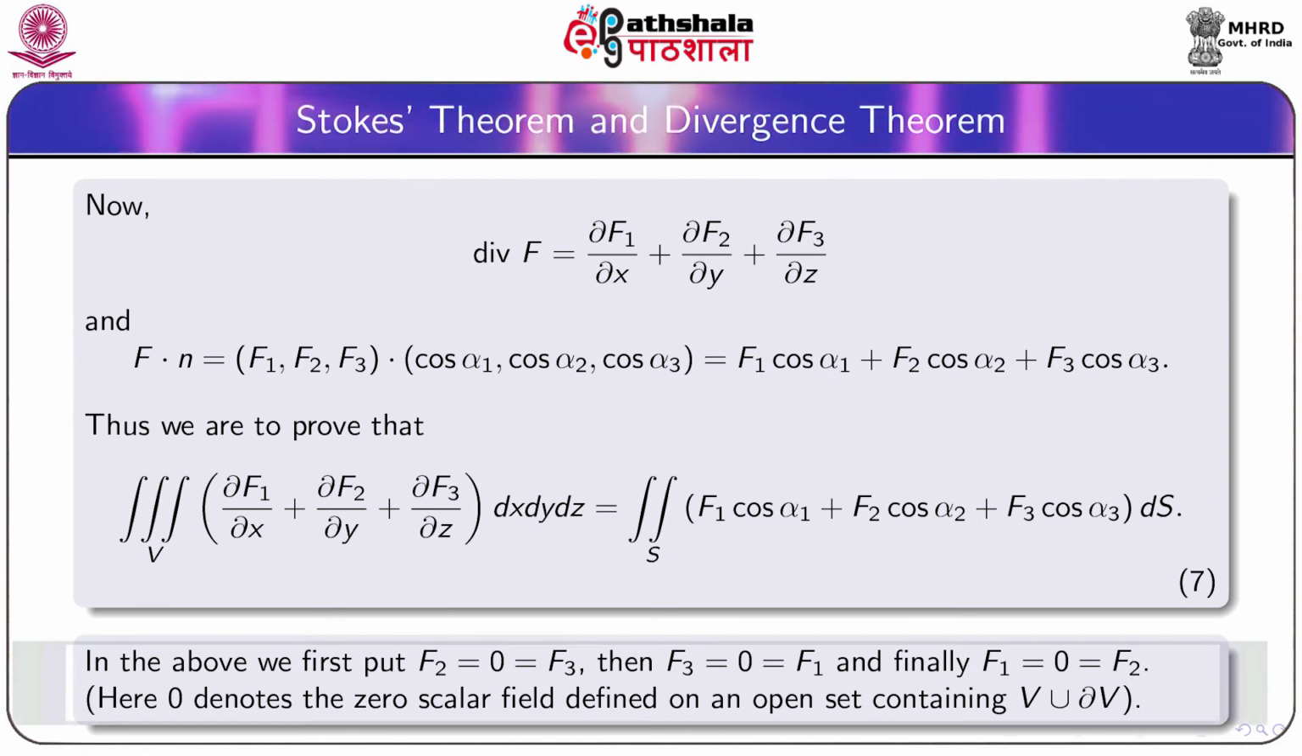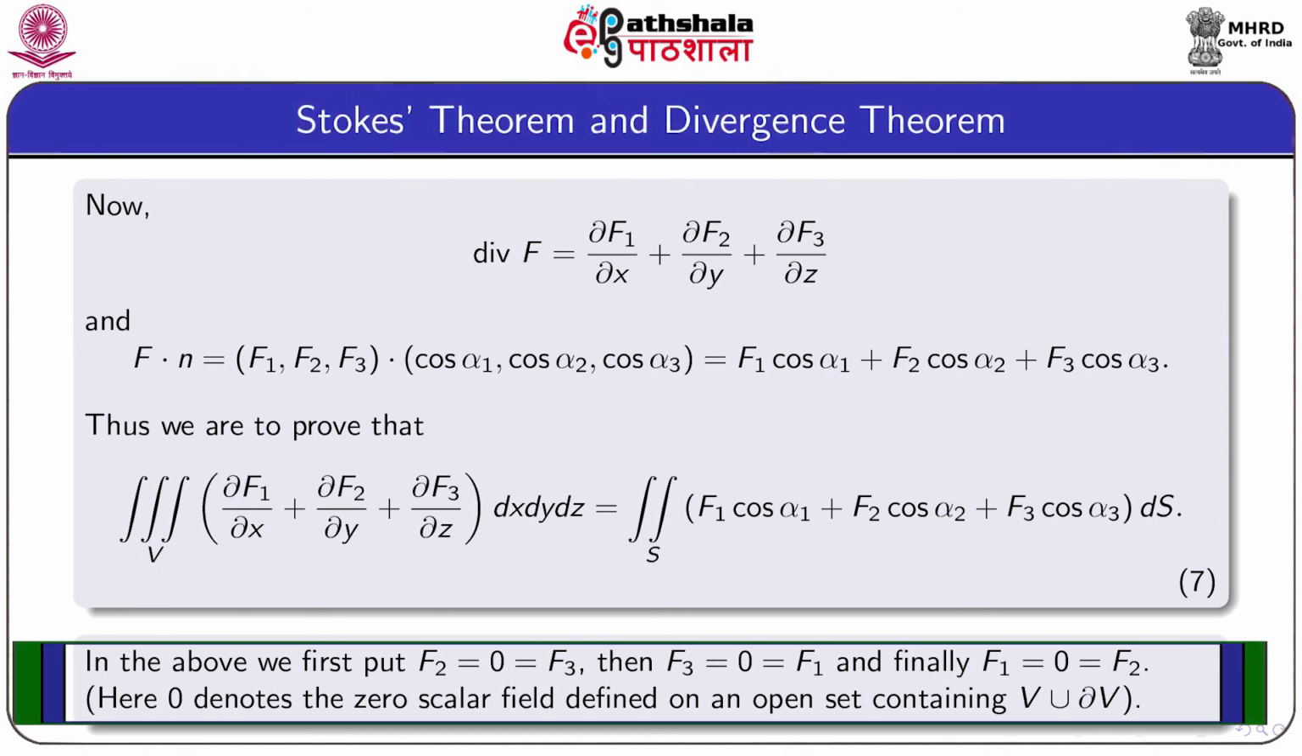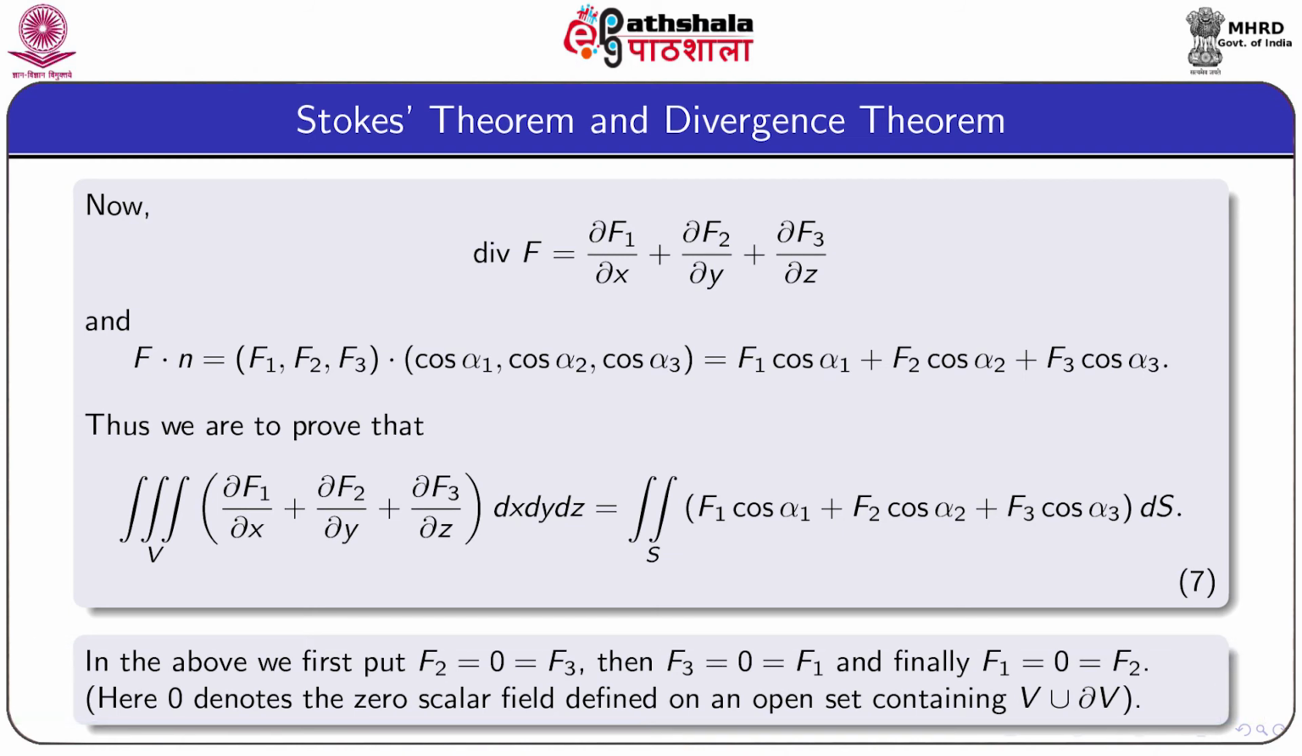Now, in the relation we first put f2 equal to 0 equal to f3, then f3 equal to 0 equal to f1, and finally f1 equal to 0 equal to f2. Here 0 denotes the zero scalar field defined on an open set containing V union its boundary.